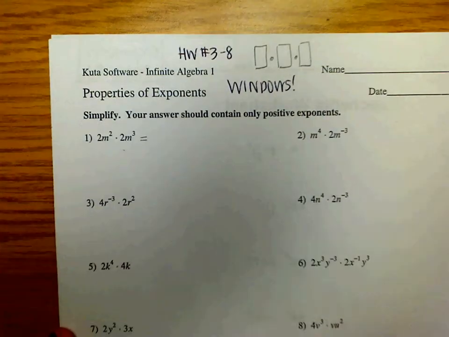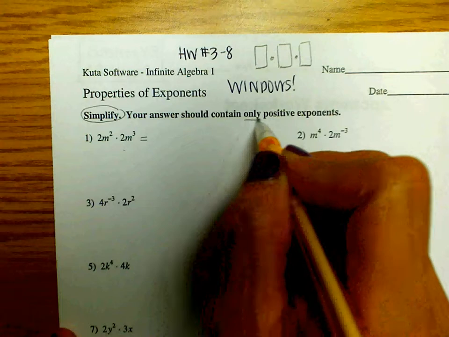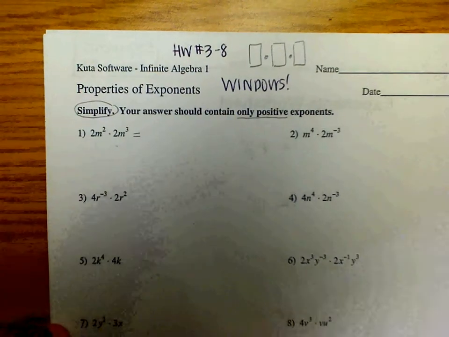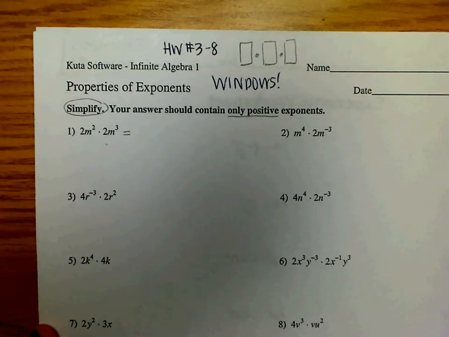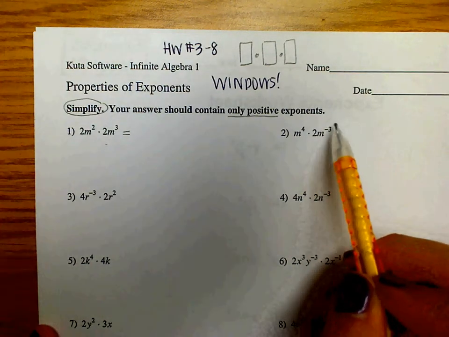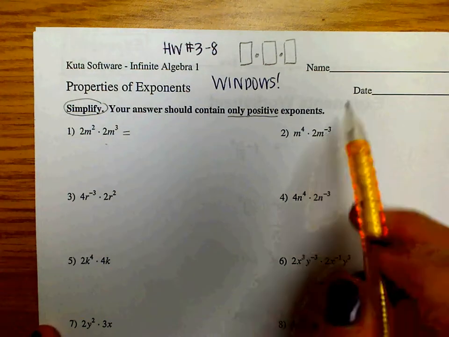First of all, the direction says to simplify, and your answer should contain only positive exponents. Let me refocus this. Okay, there we go. If you see over here, this is not considered simplified because we have a negative exponent. But there's more to it than just not having negative exponents. So you'll see what we're doing here.